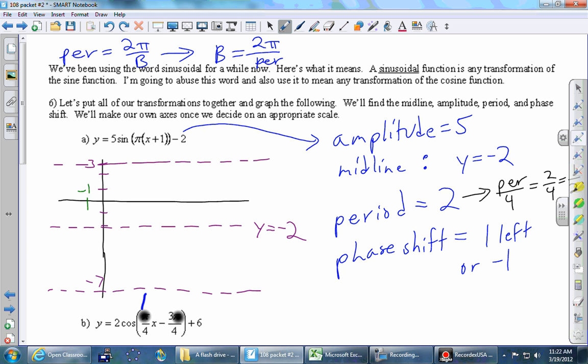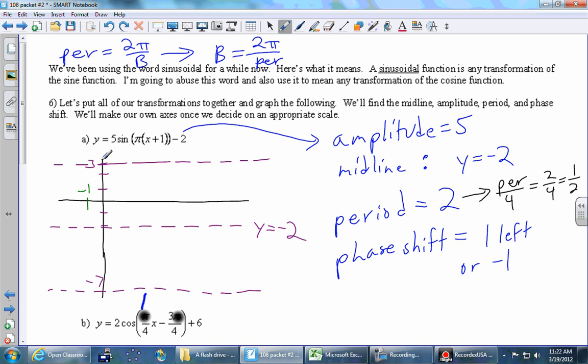Are we on a pi scale? Yeah, we might. If we're on a pi scale, then it could get tricky. But the period here is 2, so it turns out that's kind of a nice number. And the period divided by 4 was a half. So every important point is happening every half.